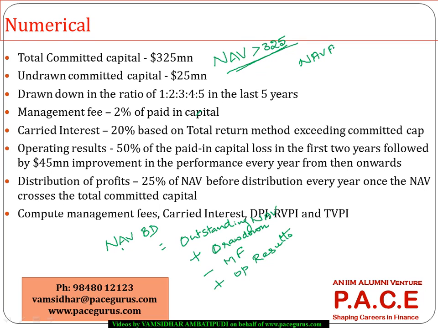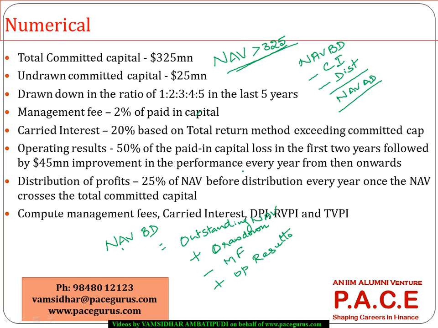if I subtract the carried interest along with the distribution to the limited partners, that is what will give me NAV after distribution. These are the calculations that we are doing in this process.